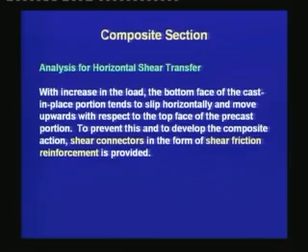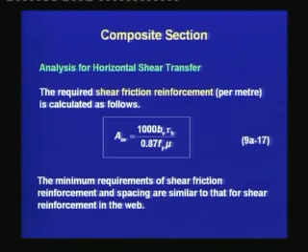That means, since the precast web and the cast in place flange are trying to deform together, there is a tendency of slip at the interface, and the web may deform more than the flange, and there is a chance of a vertical separation at the interface. Now, in order to check the horizontal slip and the vertical separation, we provide interface reinforcement, which is called shear friction reinforcement. The required shear friction reinforcement per meter is calculated as follows.